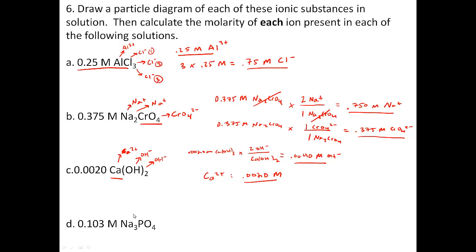Last but not least, sodium phosphate. We're getting 3 sodiums out of here and 1 phosphate. Hence, multiply the original concentration by 3 for sodium, and for phosphate, it's just going to be the original concentration.